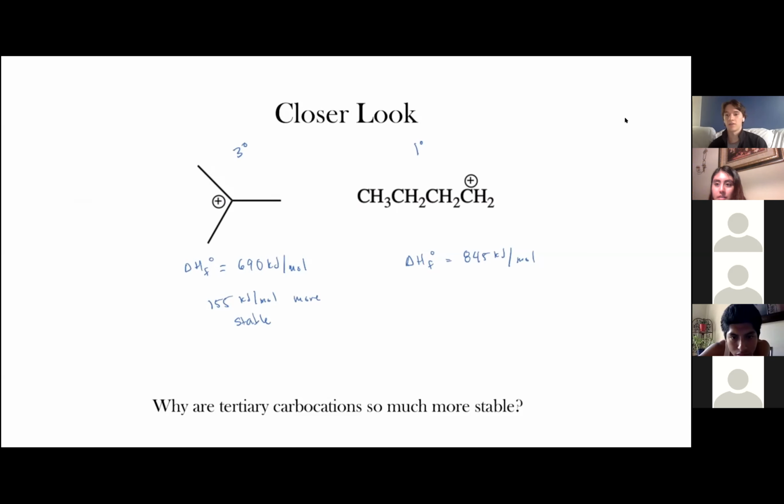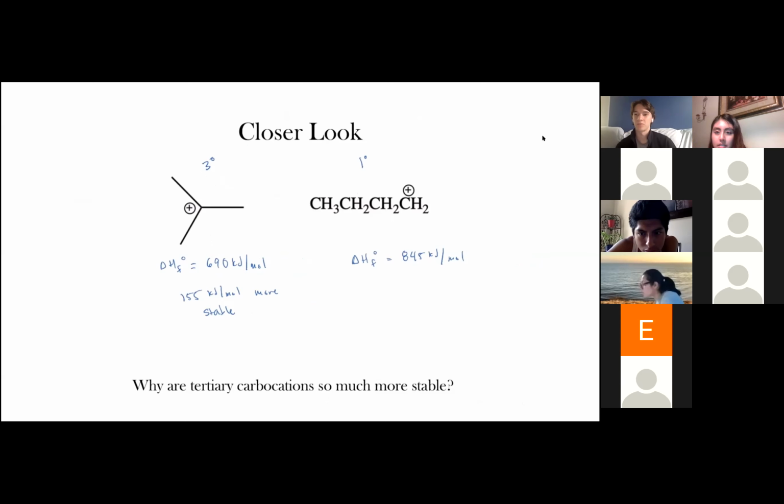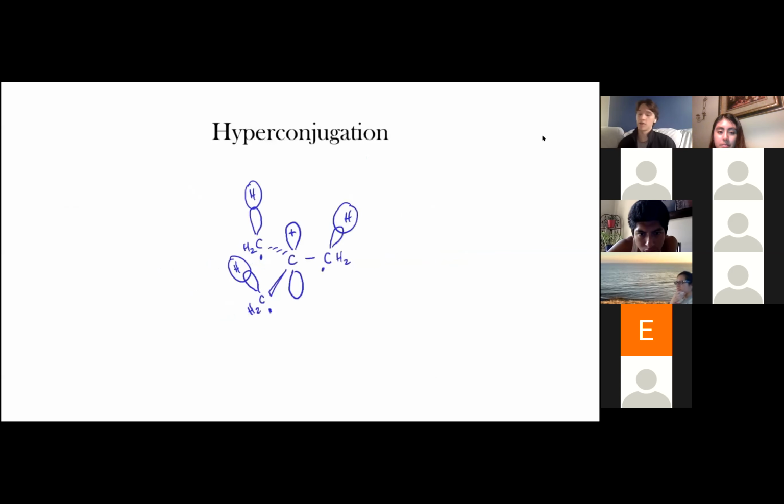Okay, and this is going to seem a little strange, and just know that this phenomenon exists, but you don't really need to know it in depth. It doesn't ever really show up on exams. Okay, but it's good to know why. So the reason tertiary carbocations are so much more stable is because of this phenomenon called hyperconjugation.